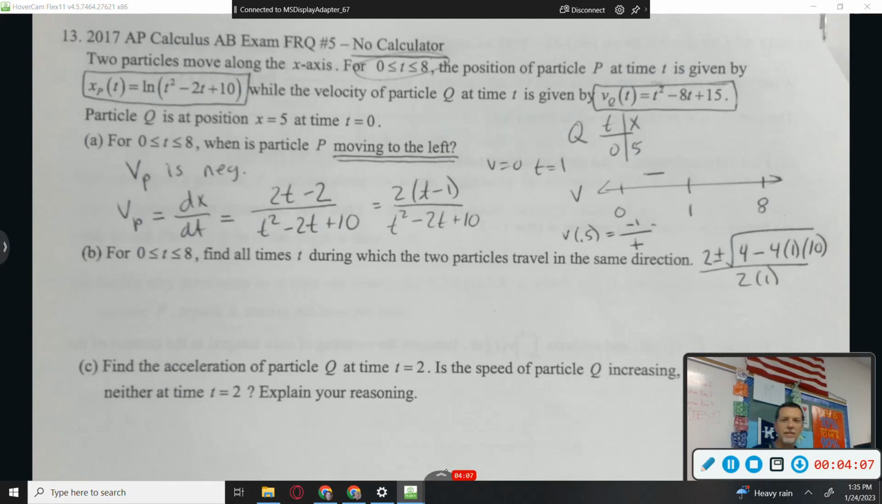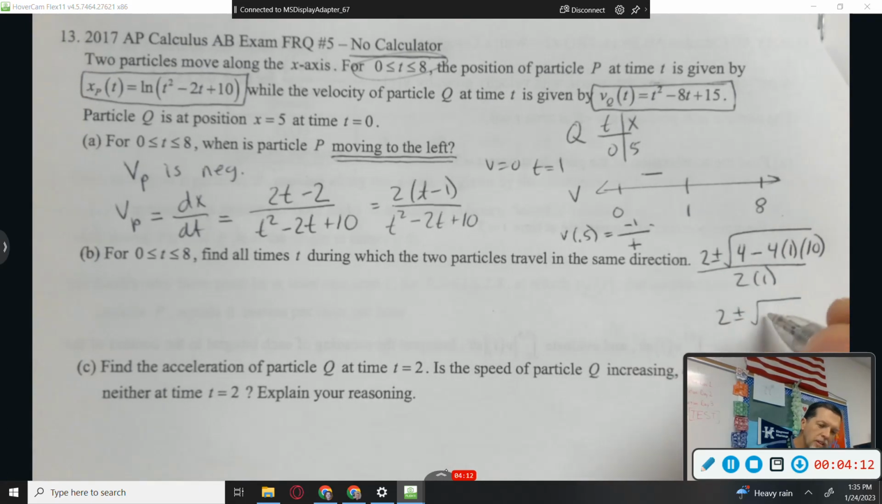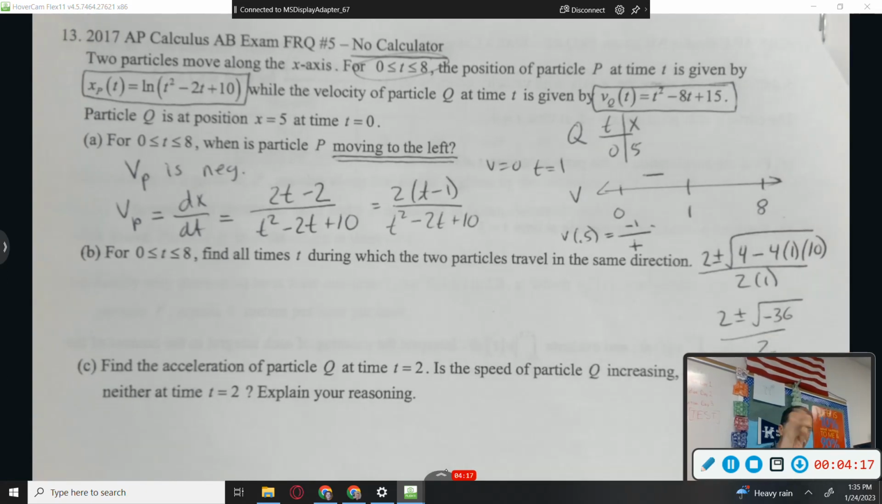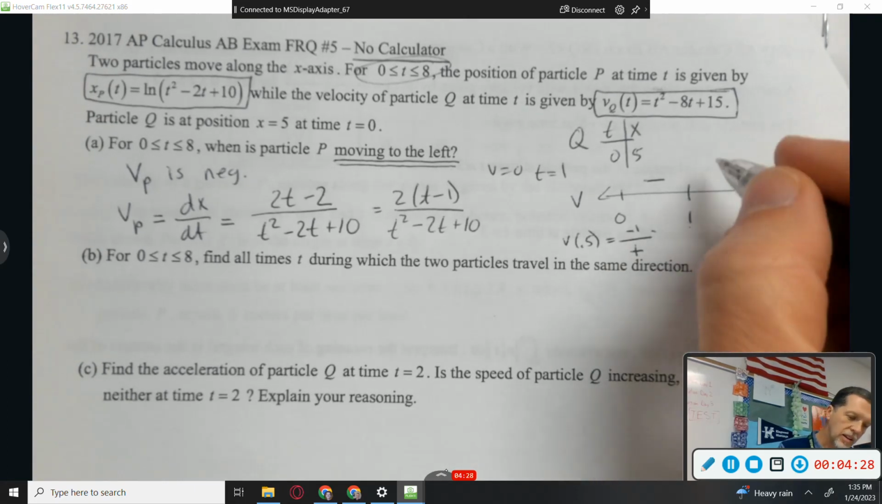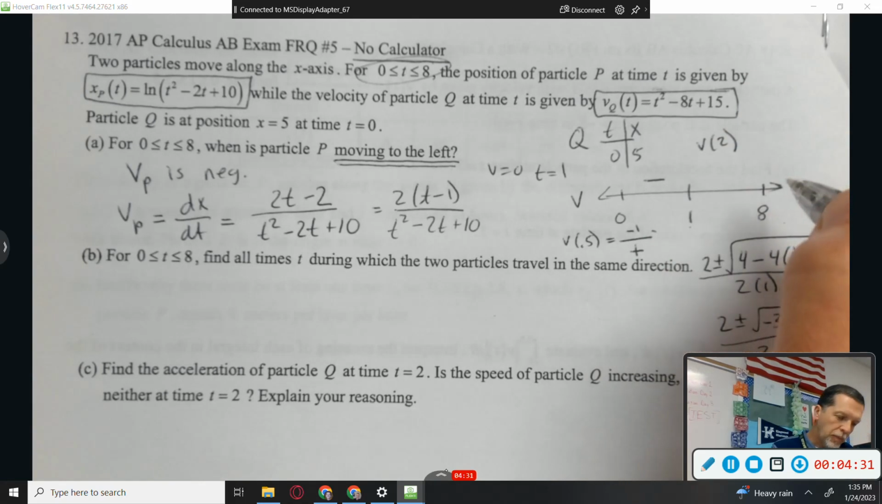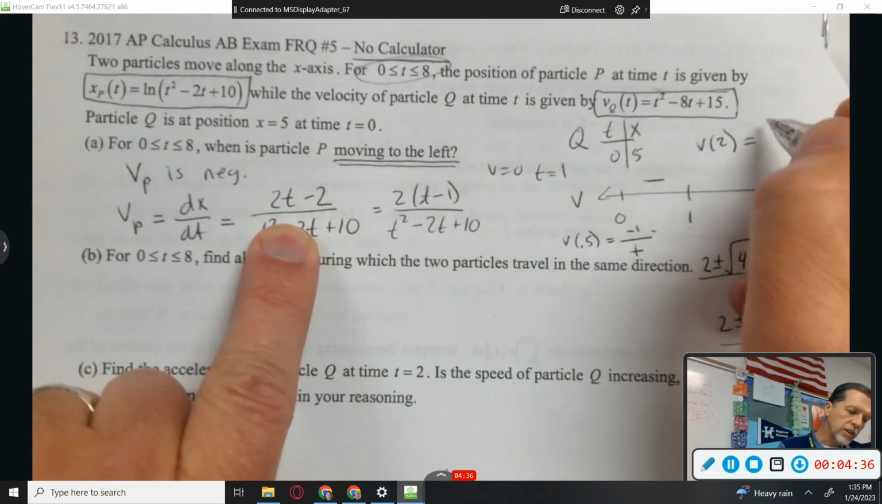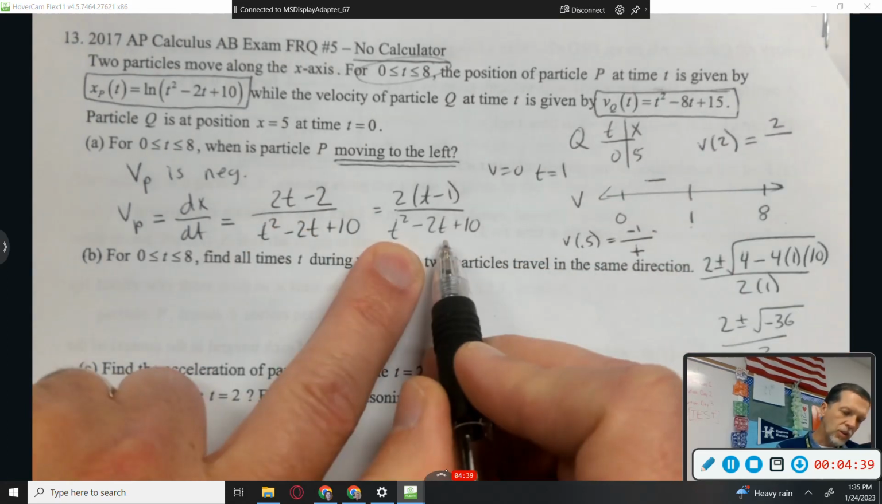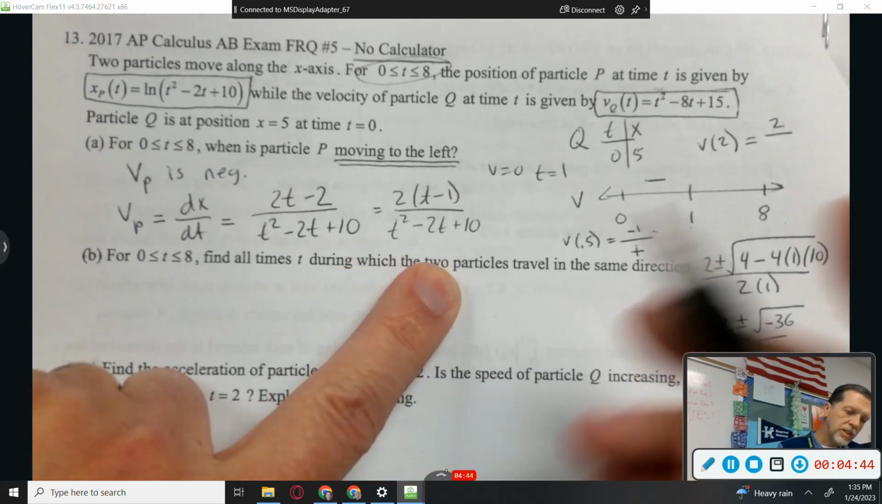Oh, this is good. I'm actually okay with this because I get 2 plus or minus square root of negative 36. So that's imaginary. The bottom is never 0. So I had to check it, but it worked out just fine. So 1 is the only 0 I'm worried about. Now let's find v of 2. So that would be, back up to this one, 2 over, I'll plug in 2. 2 squared is 4, minus 4 is 0, plus 10 is positive.